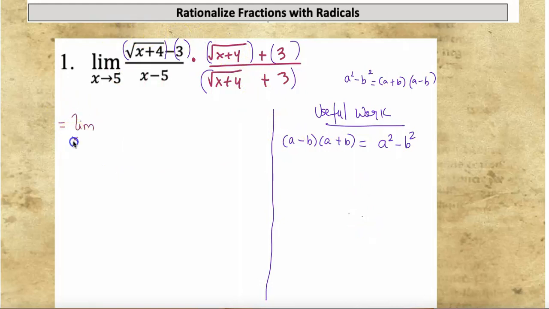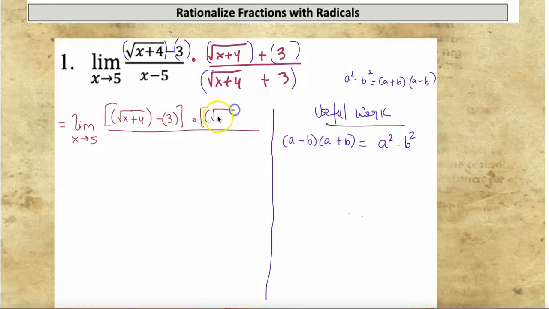Limit x approaches 5. Okay, so this is my a minus b. So this is my x plus 4. Alright, so this is my a minus b. Am I making any mistakes over here? Okay, a minus b, that's my a minus b. All right, let me draw parentheses over here. This is my a plus b, x plus 4 plus 3.